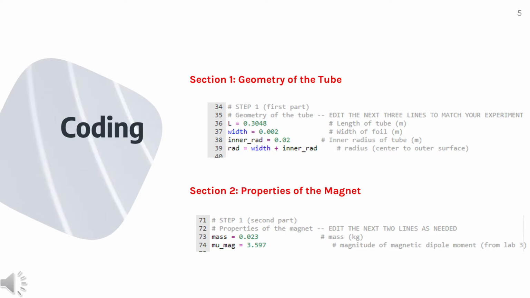As stated previously, I first inserted my measurements to code the geometry of the tube. For the second part, I inputted the mass of the magnet and my mu value from Lab 3 earlier in the semester.